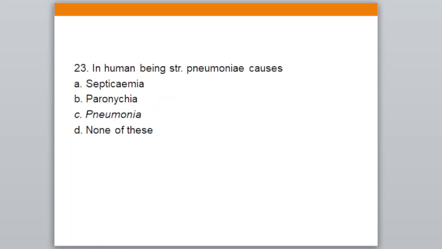Question 23. In human beings, Streptococcus pneumoniae causes A. septicemia, B. paronychia, C. pneumonia, and D. none of these. The correct answer is C, pneumonia.